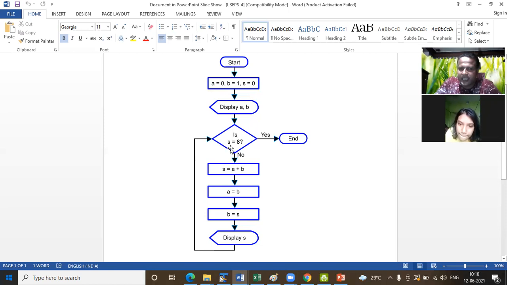Now the condition is checked. S is equal to 8? S value is 0. Is 0 equal to 8? No. Now S is equal to A plus B. What is the value of A? See your copy. What is the value of A? 0. What is the value of B? 1. So now 0 plus 1. What is the result? 1. So S is now equal to 1. So cut the 0 where you have written S is equal to 0 and write 1.